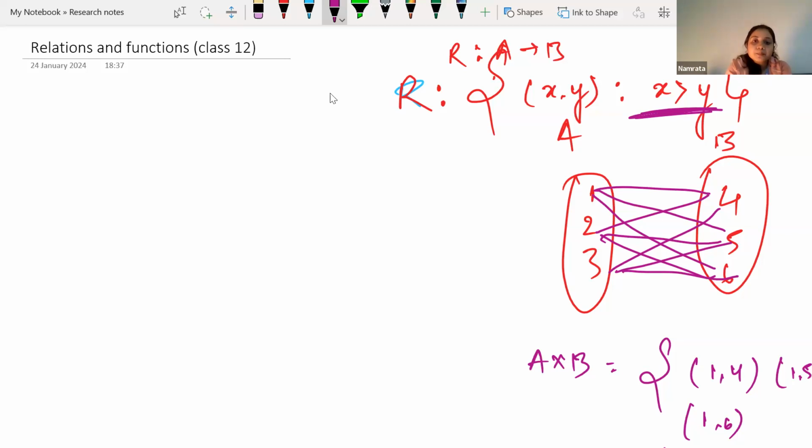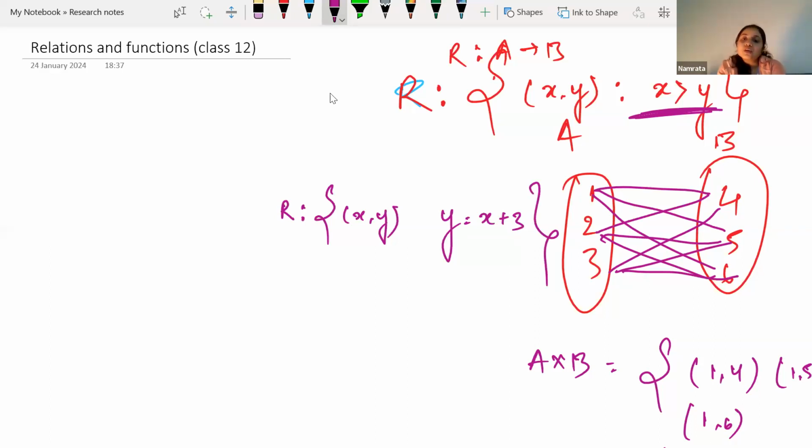Let's say we are having the same A and B, and the relation can be defined as the set of all ordered pairs xy such that y is equal to x plus 3. Okay, so this is also one of the examples of relation. Here the condition is mentioned. According to this condition, we will write the set, we will write all ordered pairs.